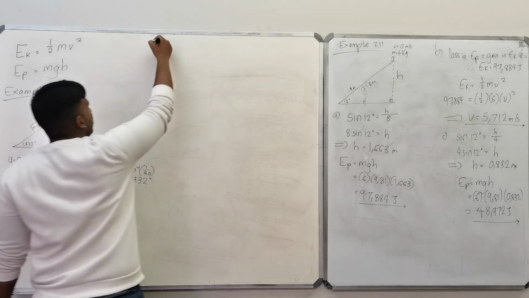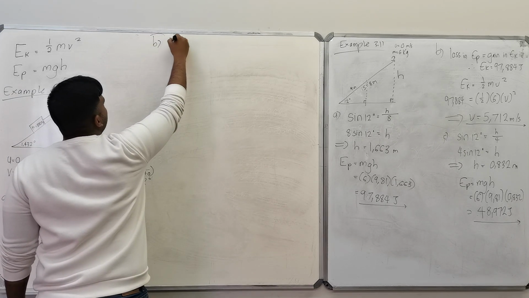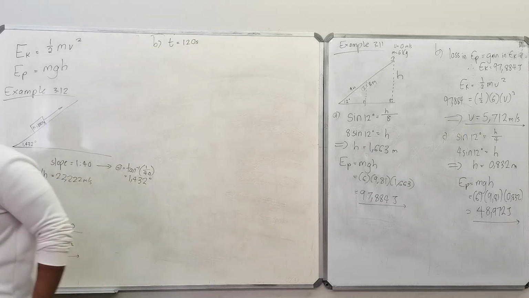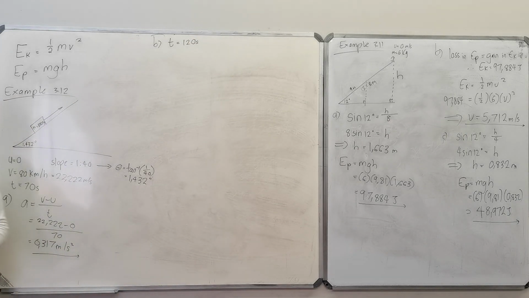Then they tell you to calculate the kinetic energy the car possesses at the end of 2 minutes. So the question has now changed because the time is now 120 seconds, and they want kinetic energy. The kinetic energy formula is half mv squared. We know the mass. Do we know the velocity? No, not for 120 seconds. Do you understand that, guys? We know the velocity of the car after 70 seconds, but we don't know the velocity of the car after 120 seconds.